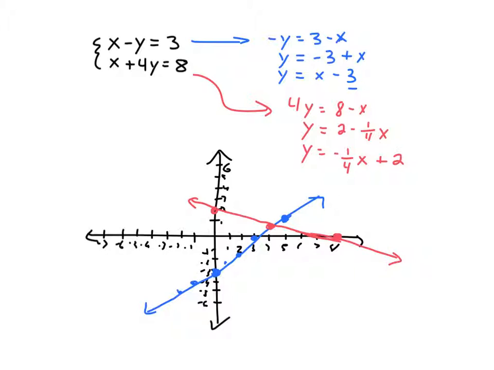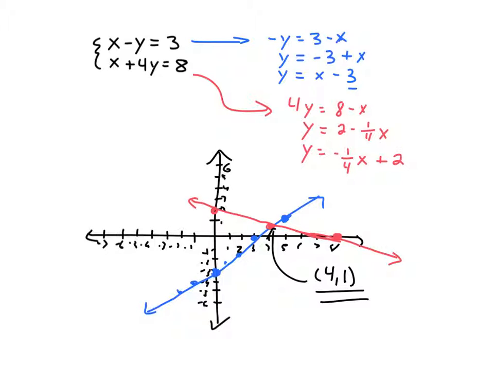Check it out. This point where these two lines are intersecting, that's the point that I said was the solution. This point is 1, 2, 3, 4, so x equals 4 and y equals 1. So this point is (4, 1), which is the solution.